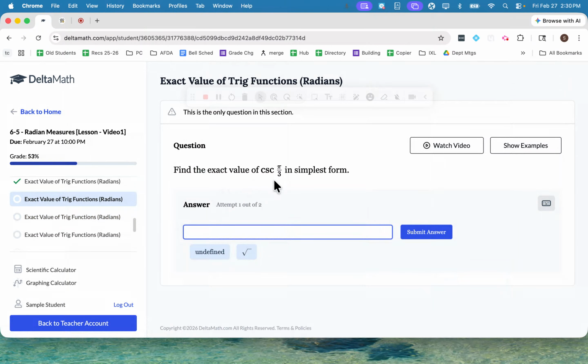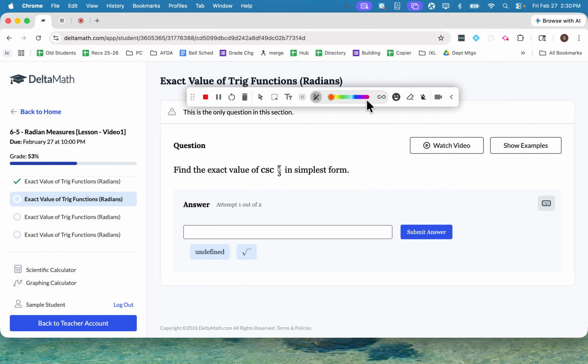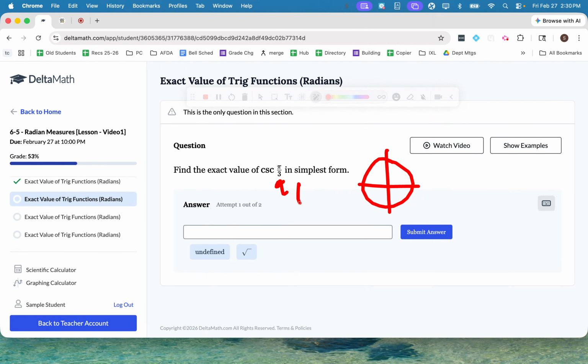Two more. Now we're in the reciprocals. Cosecant of pi over 3. Where is pi over 3? Well, these are thirds. So we're traveling by thirds. And that puts us kind of here. It's closer to there than it is to here. Let's put it that way.